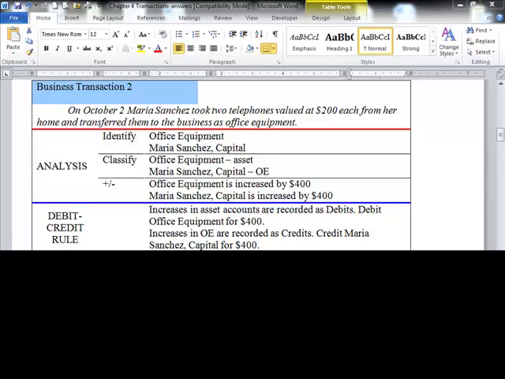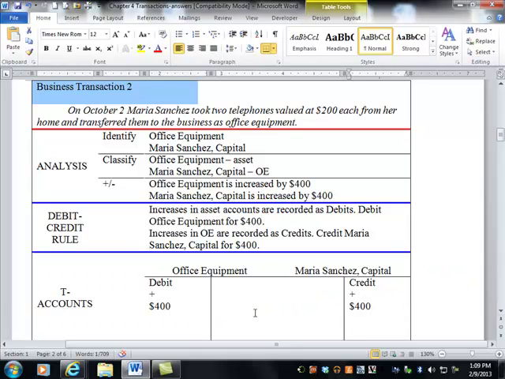Again, you can simply take a quick look at the T-charts. Please type in the accounts. It really doesn't matter what account you type in first, whether it's the asset or the capital account. But you'll see I typed in office equipment. I've now added the word debit and an increase here. Not a bad idea, just a quick reminder. And here on the right side, Maria Sanchez Capital, it's a credit, also increased by $400.